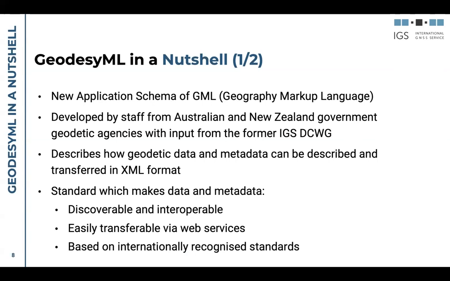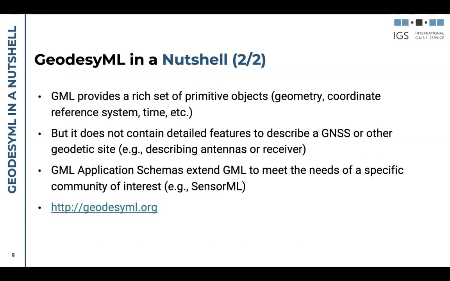And it's a standard which makes data and metadata discoverable and interoperable, easily transferable via web services, and it's based on internationally recognized standards. So GML, the Geography Markup Language, provides a rich set of primitive objects, such as geometry, coordinate reference systems, time, but it does not contain any detailed features to describe a GNSS or other geodetic site. So features like describing the antenna or receiver information is not included in GML.